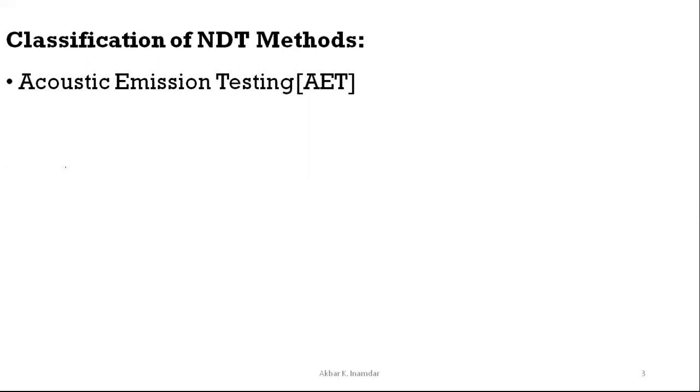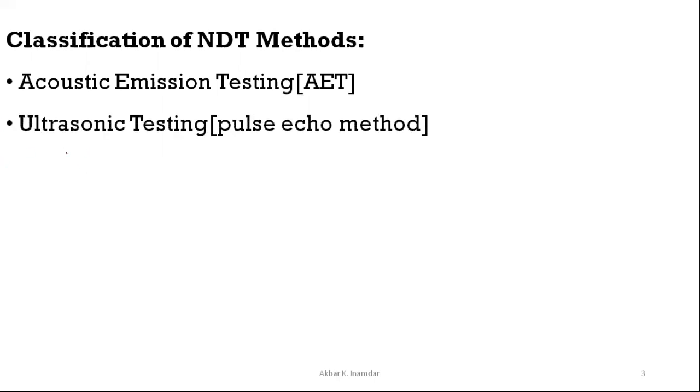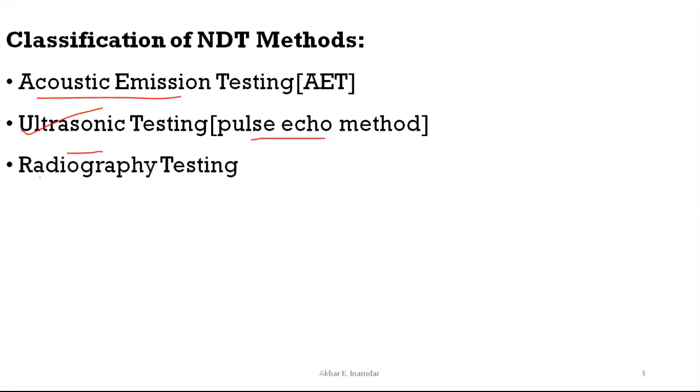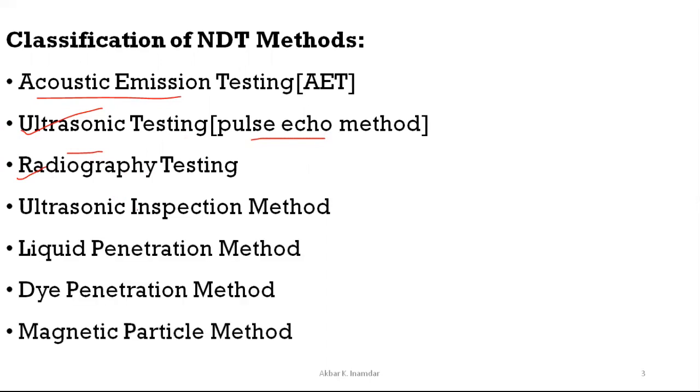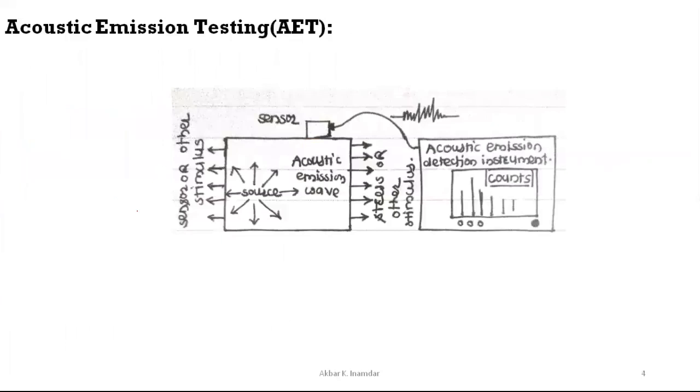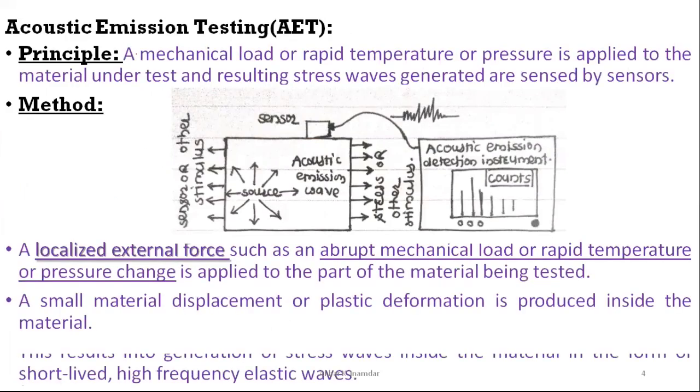Classification of NDT tests: acoustic emission testing, ultrasonic testing, which is based on the pulse echo method or resonance technique, radiographic testing, and many more, like the ultrasonic inspection method, liquid penetration or dye penetration method, magnetic particle method, and eddy current method. One of them we are going to see is acoustic emission testing.